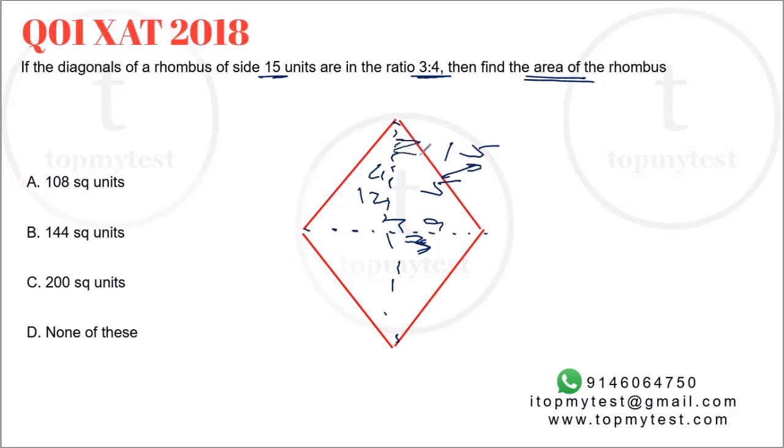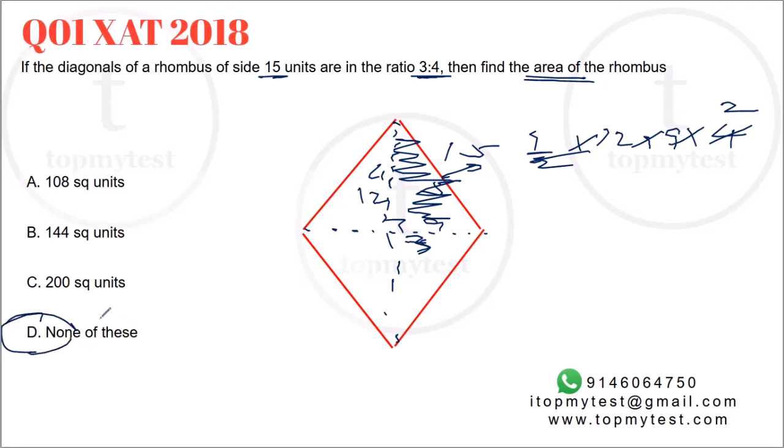9. So area of one such triangle will be half of 12 into 9. There are 4 such triangles, so the full area of the rhombus will be this into 4. So 12 into 9 is 108, 108 into 2 is 216. None of these is the XAT option, which is very, very prevalent. Job done.